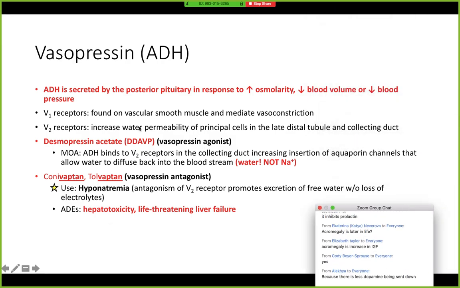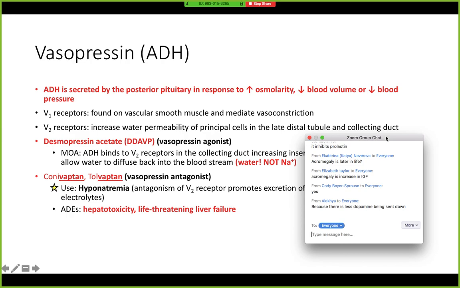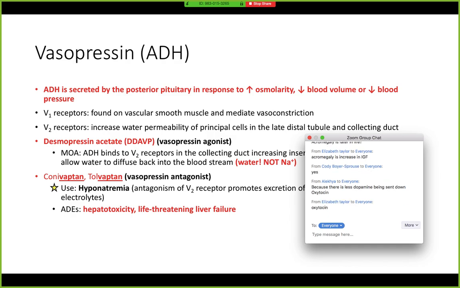So next is vasopressin, which is ADH. ADH is going to be secreted by the posterior pituitary. What's your other hormone that's secreted by the posterior pituitary? Right, oxytocin. Good. So you get the secretion of ADH in response to an increase in osmolarity, a decrease in blood volume, or a decrease in blood pressure.